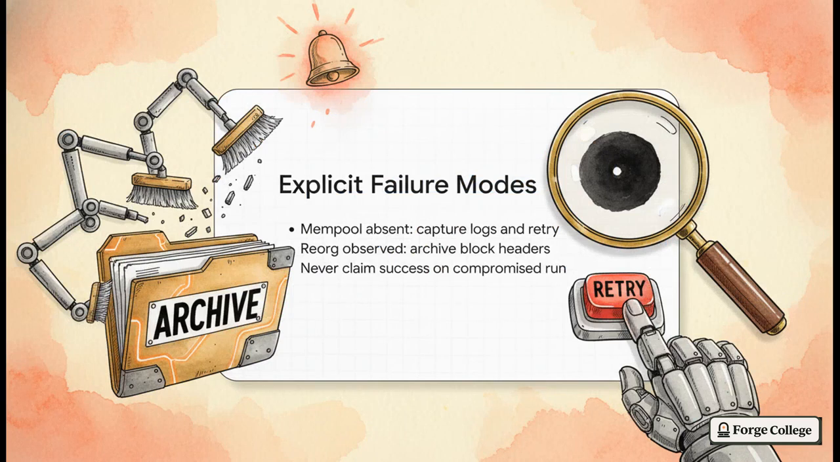Your runbook needs explicit failure modes. If mempool visibility is absent, your process must dictate that you capture the full node logs and initiate a controlled retry. If a reorg is observed, you archive the pre- and post-reorg block headers to document exactly what the network did. But most importantly, never, ever attempt to claim success on a compromised run. Your failure modes have to dictate that you collect the traces, document the network anomaly completely honestly, and abort the run so your analysis remains utterly defensible to anyone reviewing your work.